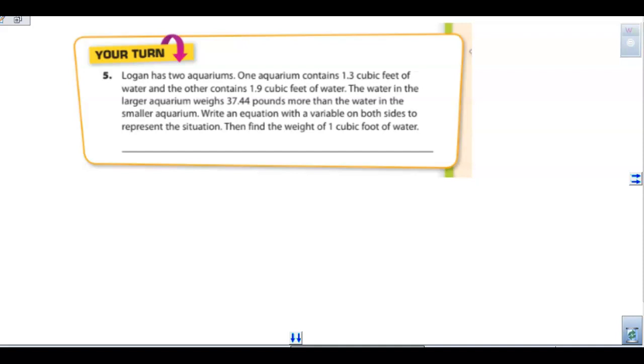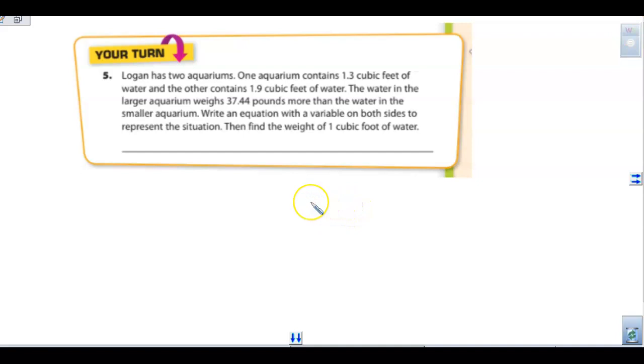Okay. So we have our Your Turn number 5. Logan has 2 aquariums. One aquarium contains 1.3 cubic feet of water. The other contains 1 9/10 cubic feet of water. Water in the larger aquarium weighs 37.44 pounds more than the water in the smaller aquarium. Write an equation with the variable on both sides to represent the situation, and then find the weight of 1 cubic foot of water. So the first thing we need to do is come up with our equation.